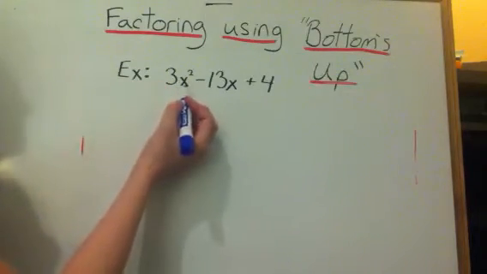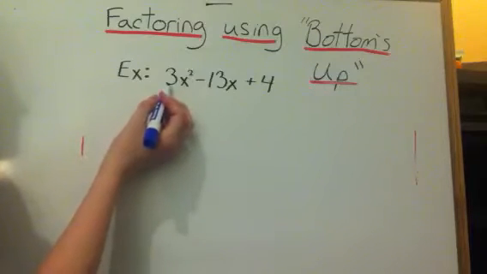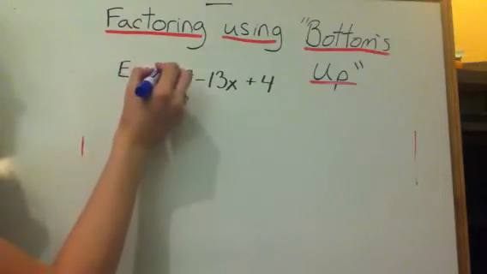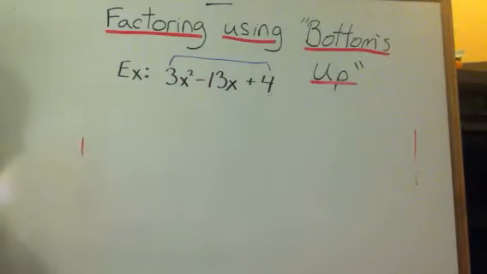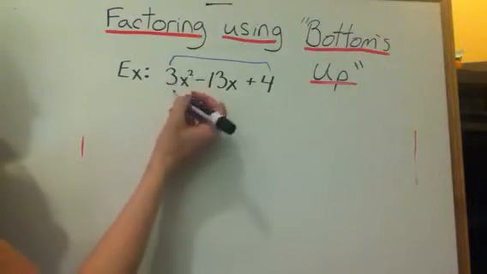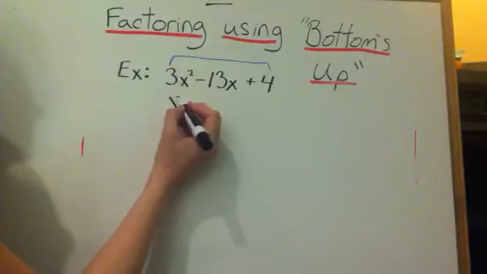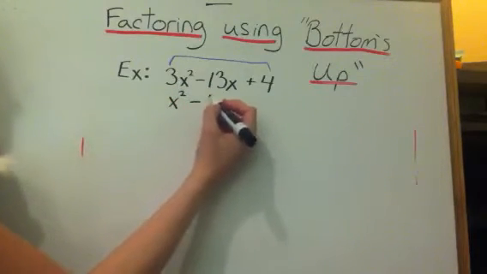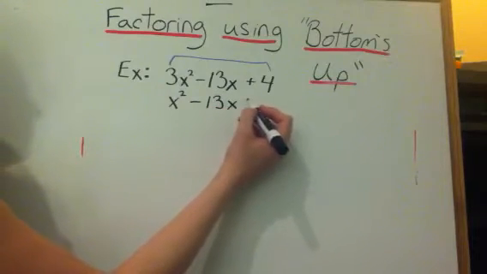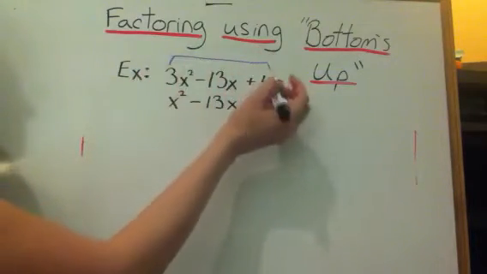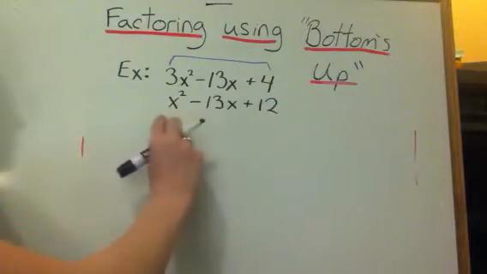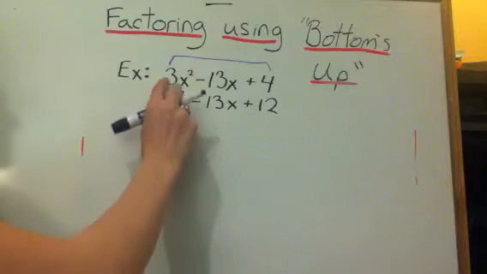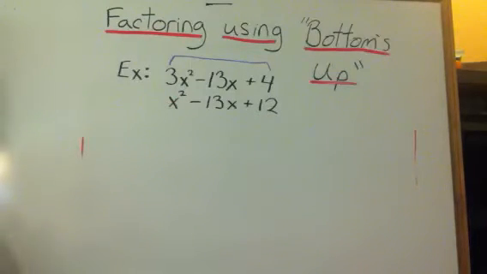Okay, so the first thing you have to do, you take the number in front of x squared, the coefficient of x squared, which is 3, and you multiply it by your constant, which in this case is 4. All right, then we're going to rewrite the expression without the 3 in front. So x squared minus 13x plus our new number, 3 times 4, which is 12. Okay, now we have a trinomial that we know how to factor. We no longer have this 3 in front of the x squared. We can factor this like normal.